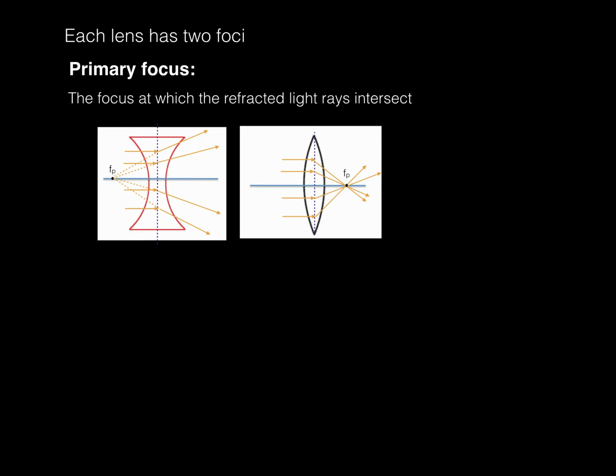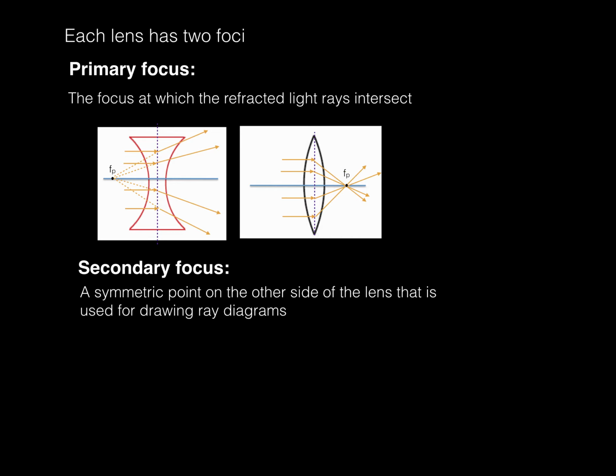Unlike a mirror, each lens has two foci. The primary focus, which is the focus at which the refracted light rays intersect. Concave lenses have a virtual primary focus. Convex lenses have a real primary focus. The secondary focus is a symmetric point on the other side of the lens that is used for drawing ray diagrams.